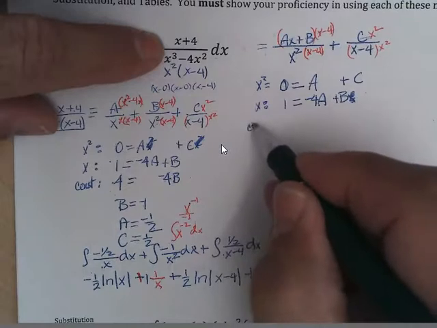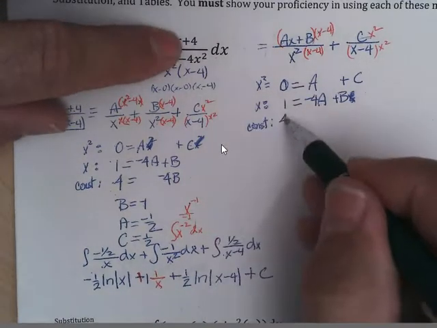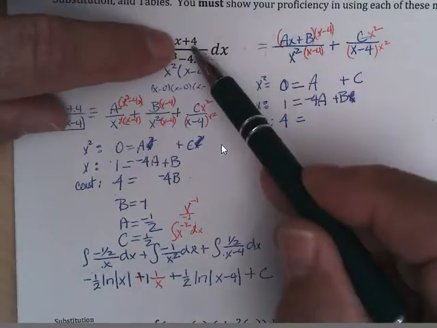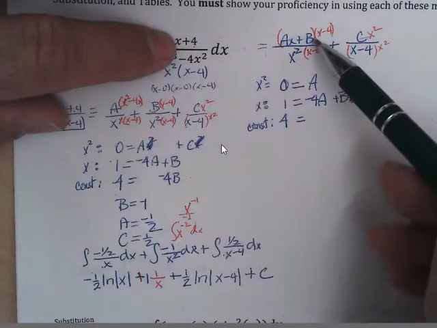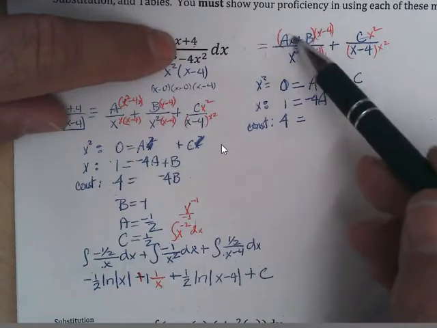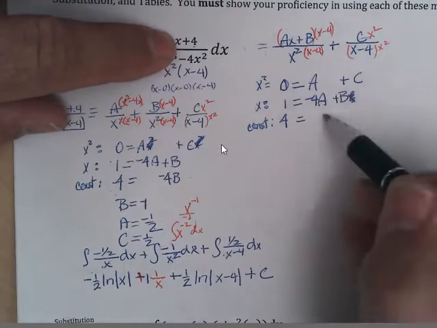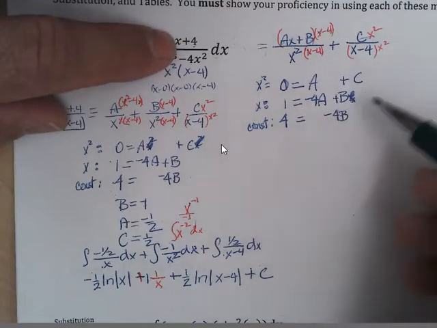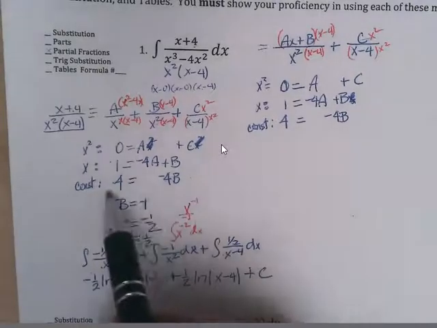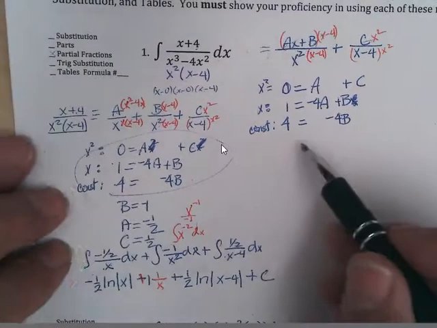And constant, I have 4 equals, and I get constant, see, a, that's got an x in it. Everything with a will have an x out of it. So the b times negative 4, and no constants there. And you notice I get the same thing. Now, how does this work out?